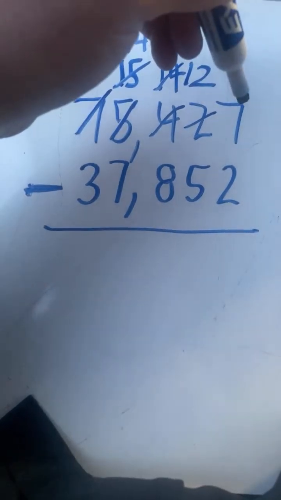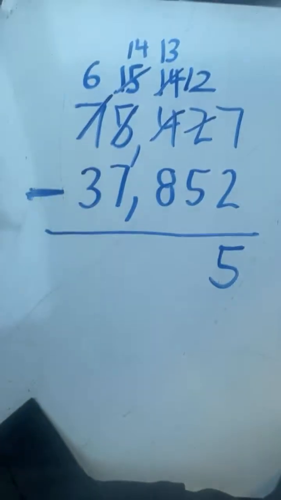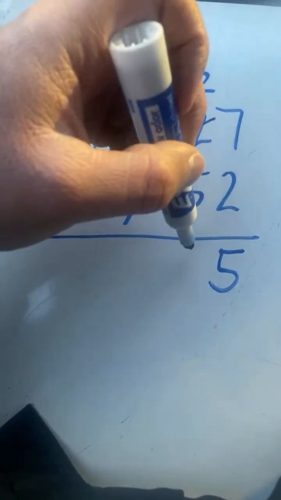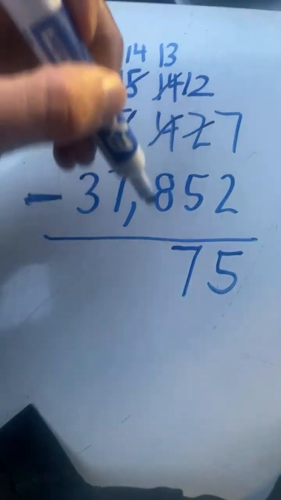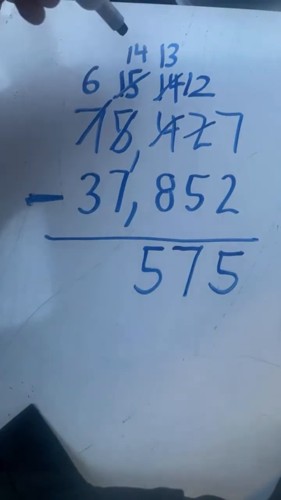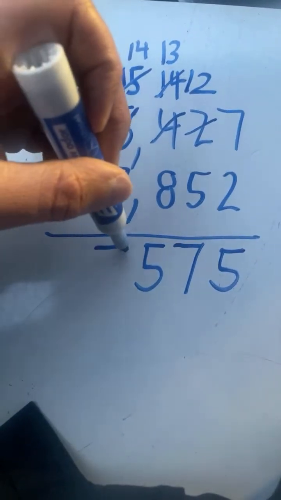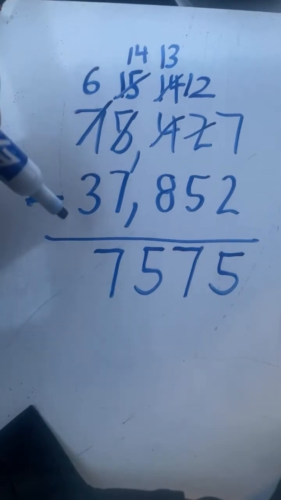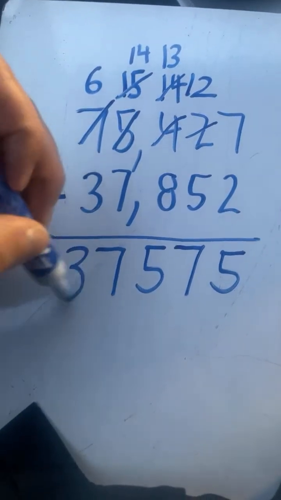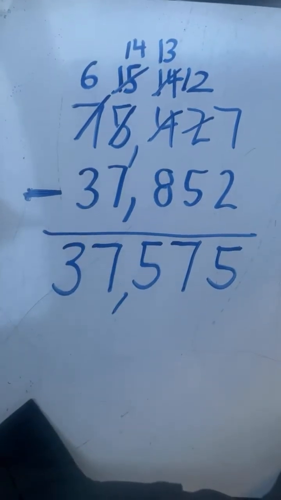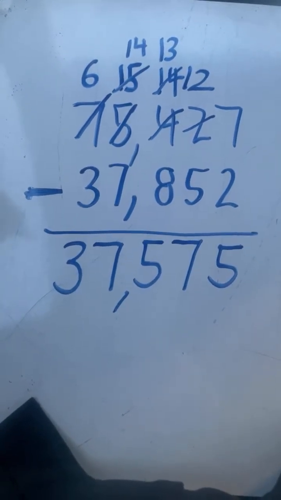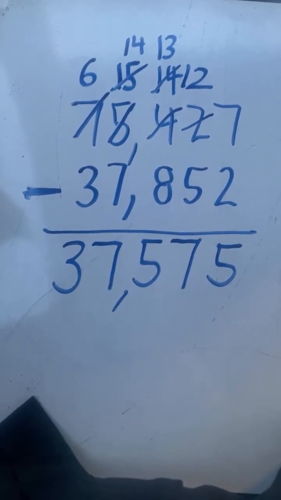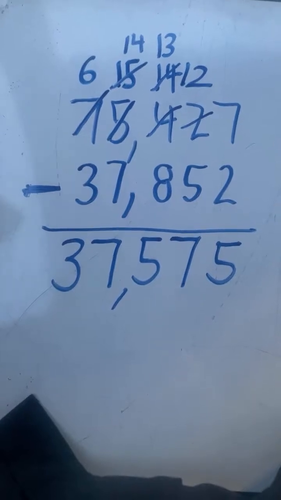So starting in the ones place, 7 minus 2 equals 5. 12 minus 5 equals 7. 13 minus 8 equals 5. 14 minus 7 equals 7. And 6 minus 3 equals 3. And we have our final answer, 75,427 minus 37,852 equals 37,575.